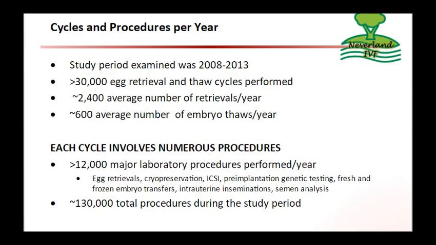During the period of 2008 to 2013, a total of more than 30,000 egg retrieval and thaw cycles were performed. The average number of retrievals and embryo thaws per year was approximately 2,400 and 600 respectively. More than 12,000 major procedures within all cycles included egg retrievals, cryopreservation, ICSI, pre-implantation genetic testing, fresh and frozen embryo transfers, intrauterine inseminations, and semen analysis. In all, there were approximately 130,000 procedures during the study period.